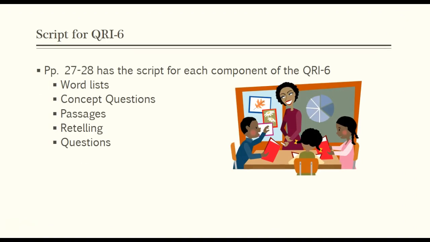So when giving the QRI 6, there is a script on pages 27 to 28. You really should follow the script to ensure that you are administering this assessment with high reliability. So the script goes over what to say for the word list, the concept questions, the passages, the retelling, and the questions.